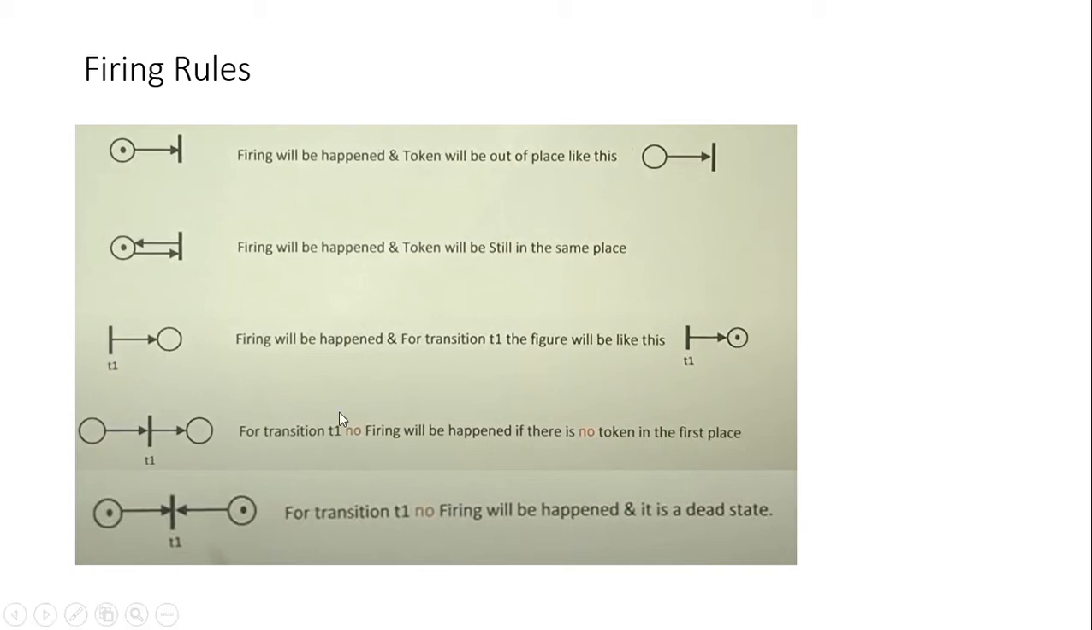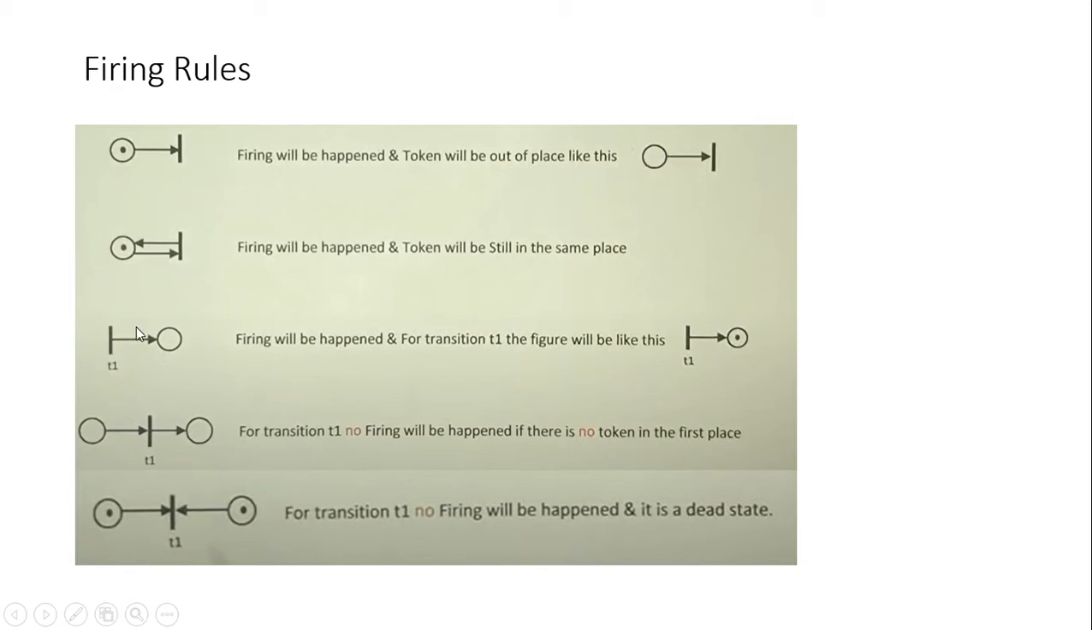And here are the rules. First rule: firing will happen and the token will be out of the place like this. So if a transition happens, then it is said to fire. If firing happens, the token will be out of the place like this, so here we see an empty place.